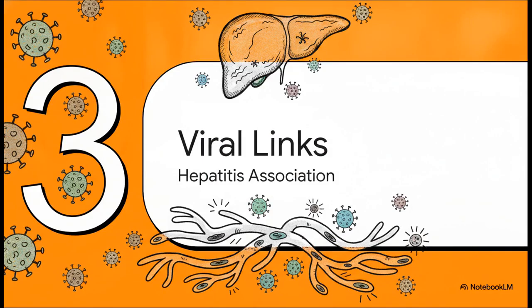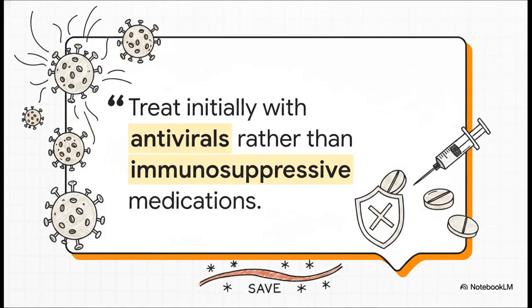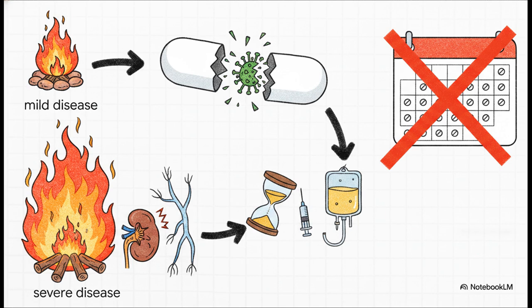Let's shift gears to viral links, specifically the classic hepatitis association. You simply cannot talk about PAN without talking about hepatitis B and C. When you see a patient with this combo, I want this mantra repeating in your head: kill the virus, save the vessel. Think about it. With idiopathic PAN, we usually want to suppress the immune system. But here, the immune system is actively reacting to a virus.